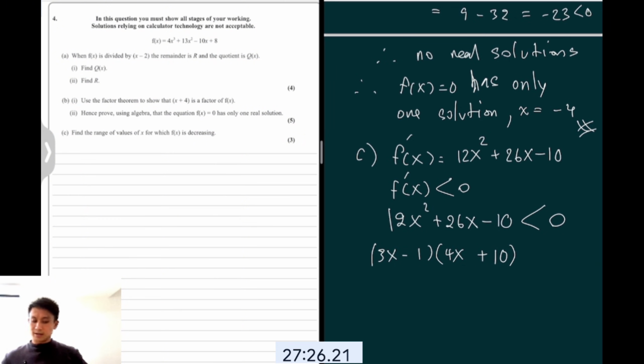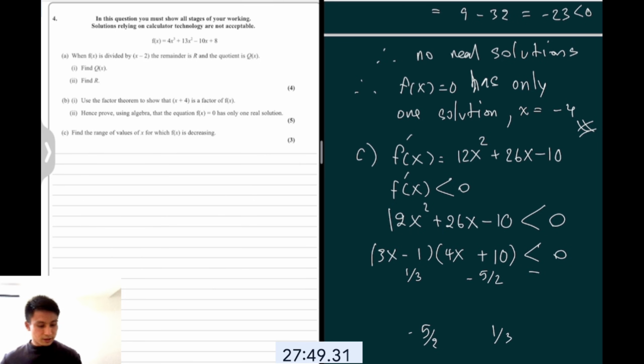And we get minus 10. So that means if we do the quadratic process here for the inequality, the critical values are 1/3 and minus 10 over 4, which is minus 5 over 2. We plot them on the number line.